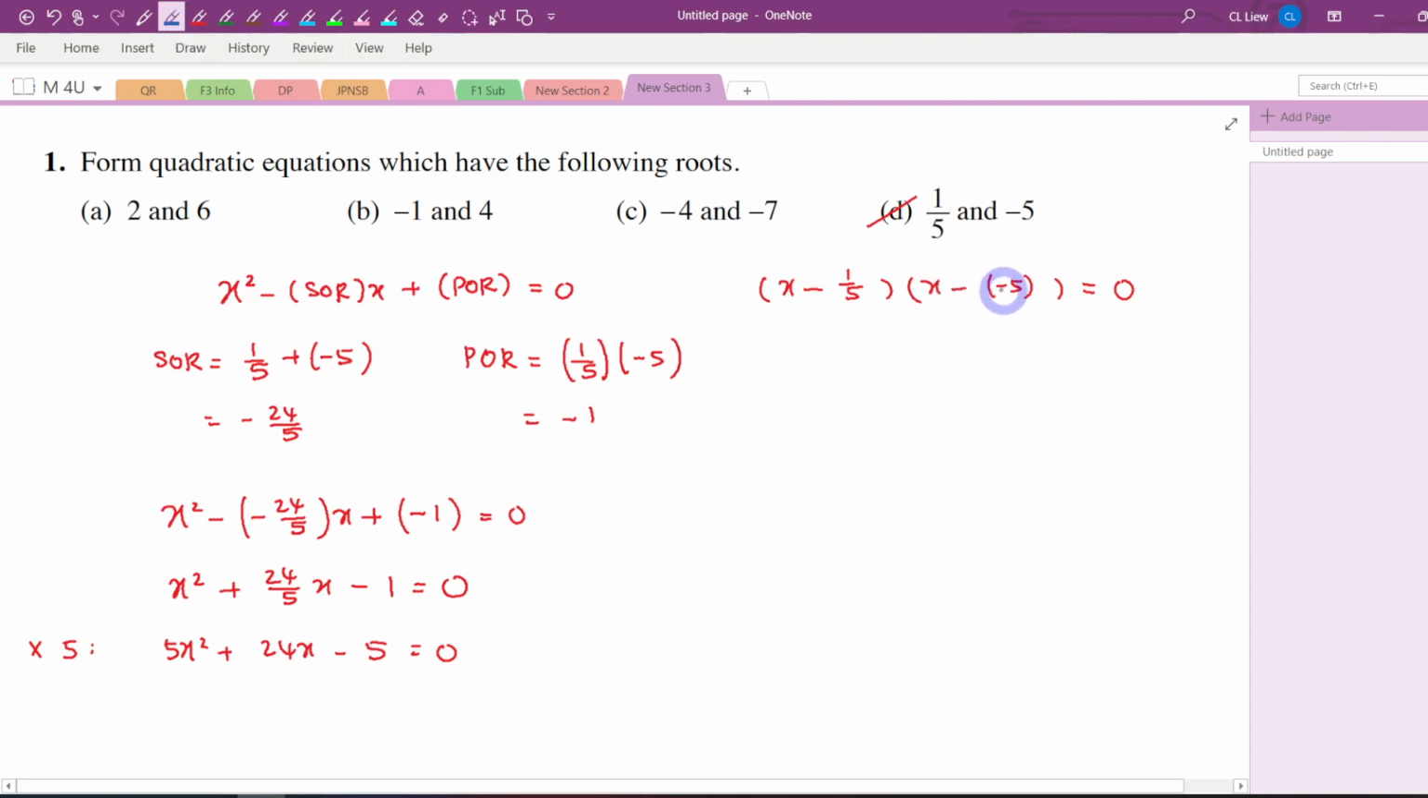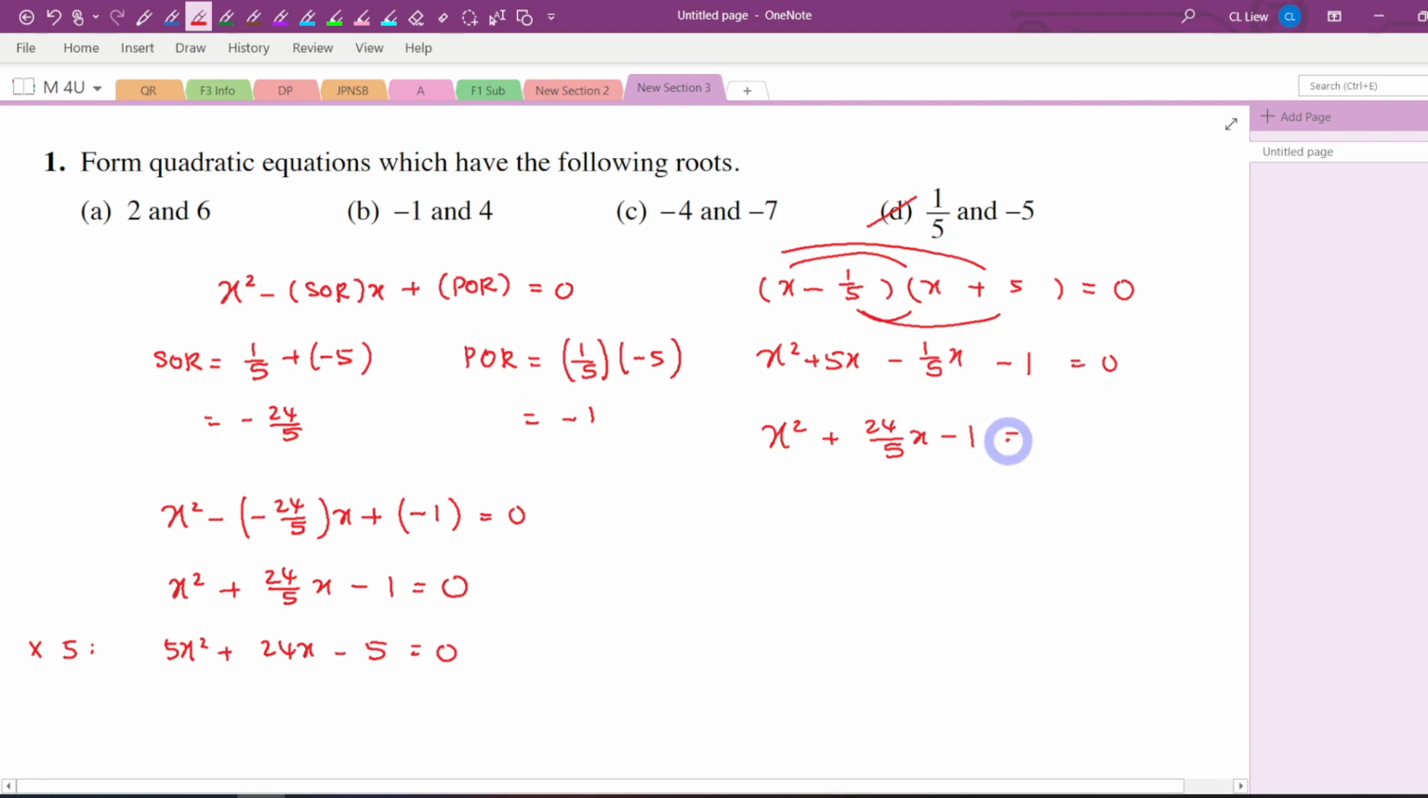But this is negative negative, it will become positive, right? So here you don't have to put a parenthesis, because negative minus negative number becomes plus. Now let me do the expansion. You will be able to get back this one. x squared plus 5x minus 1 over 5x minus 1. For this one you can press your calculator. You will be able to get the same answer. If you want to multiply the whole equation by 5, you will be able to get this.